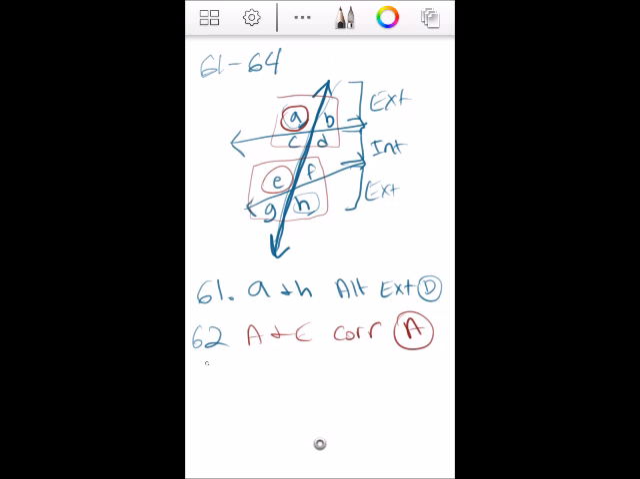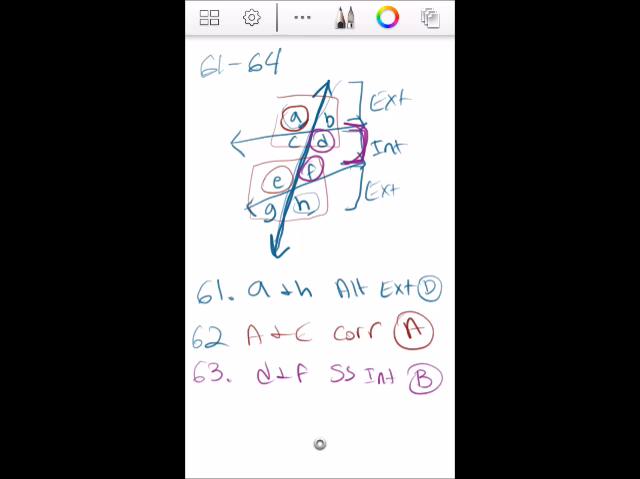And next we got 63. 63 is D and F. So D and F, well, notice they're both in this interior block. So we are going to use same side or alternate interior. But they're both on the right side of the transversal, the other line. They're both on the right side, so they're on the same side. So they're same side interior, which is answer choice B.